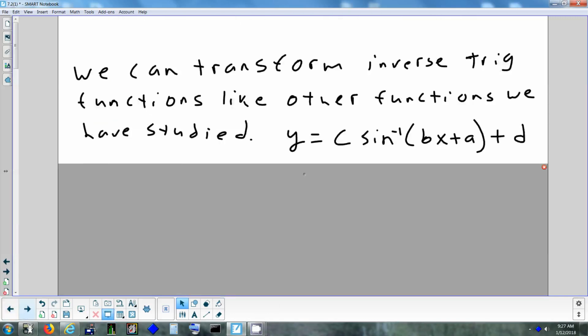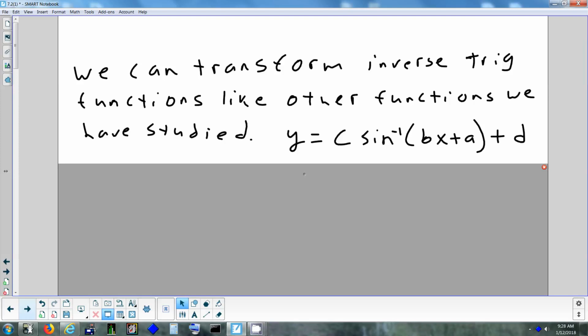All right, so the last thing I'm going to do, kind of a little bit of review because we've done it so many other times, is transformations of inverse trig functions. They work exactly the same as every transformation we've studied all year. So, Shauna, can you tell me what A would do to our function? Shift it left or right. Yeah, it would shift it left or right.